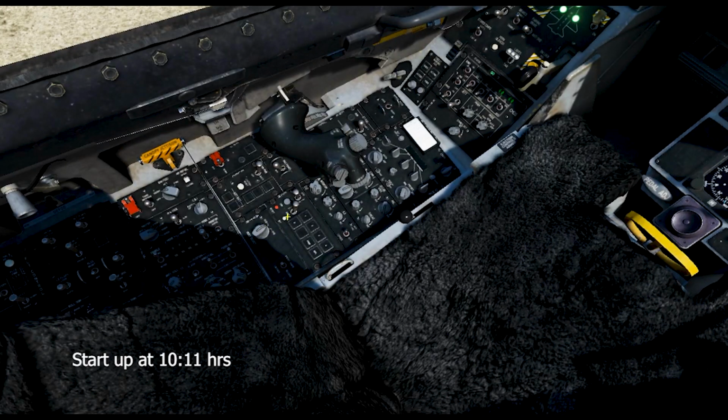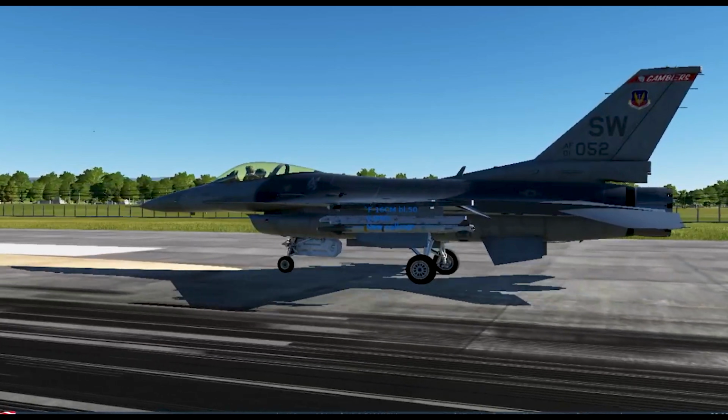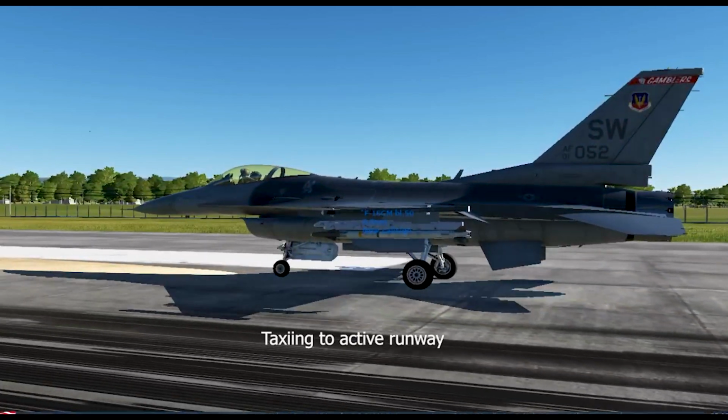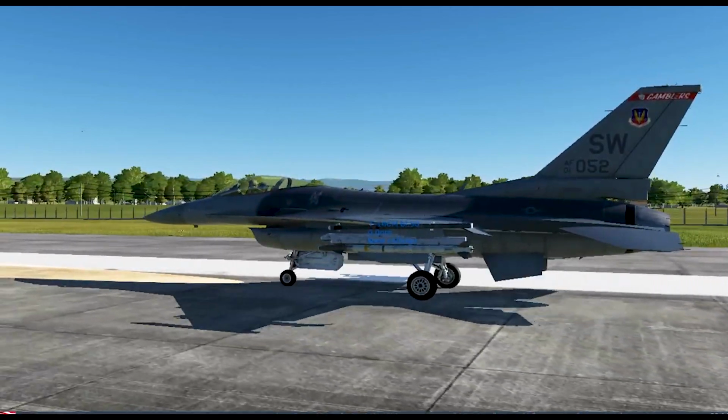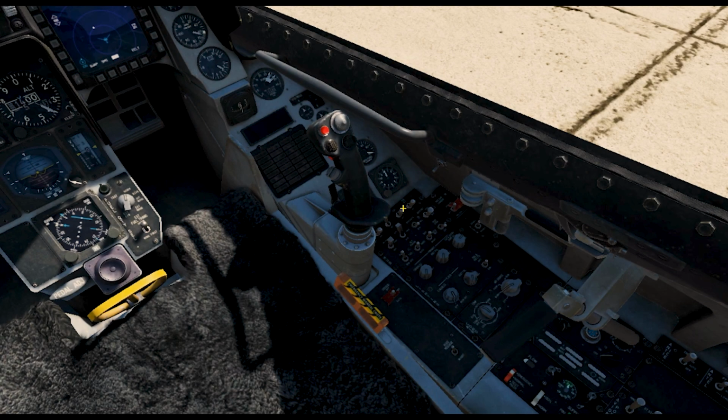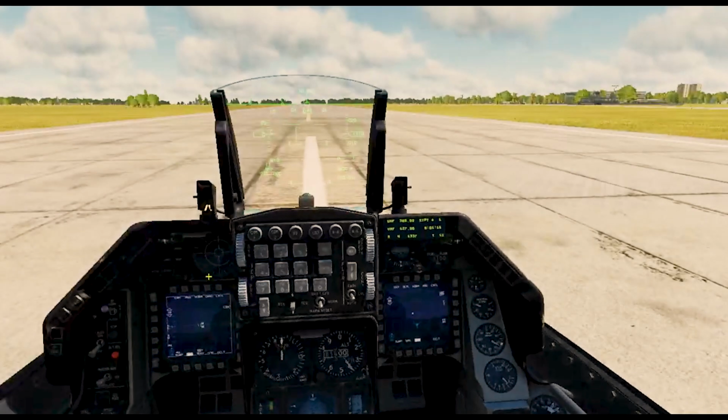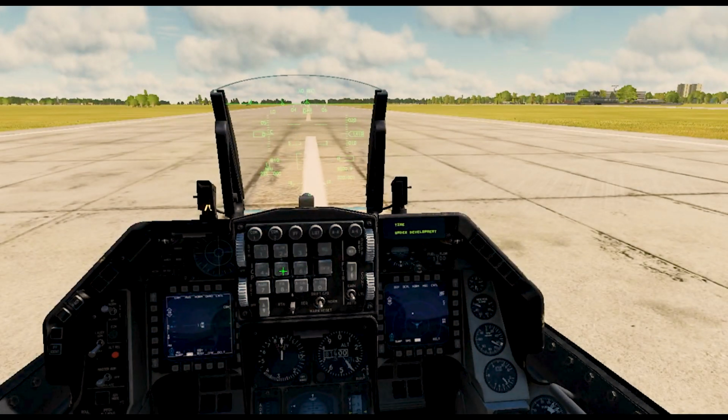Just setting up the frequency to communicate with the tower. Now I am setting up the brightness of my heads-up display. Just putting in vectors for Islamabad now.